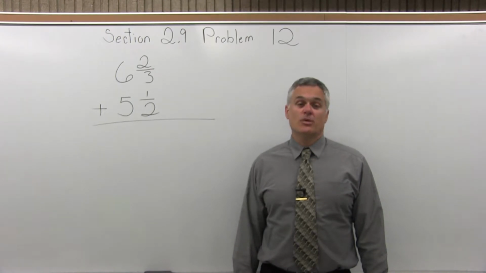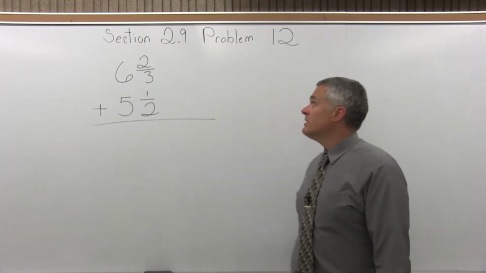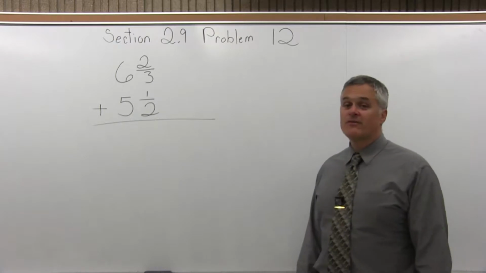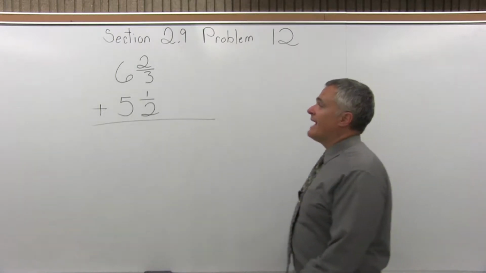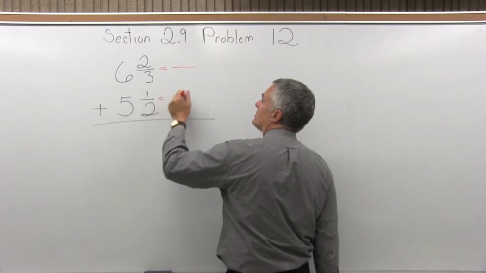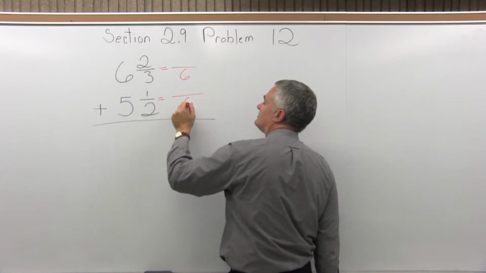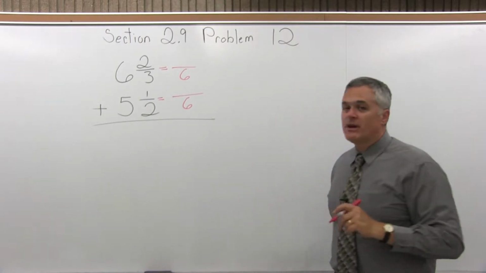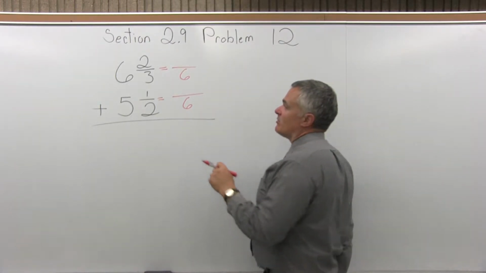This is Section 2.9, Problem 12. We have 6 2/3 plus 5 1/2. So to add these, we have to find the common denominator. If we have denominators of 3 and 2, a good common denominator is 6. Now we have to figure out what numerators we need to have a common denominator of 6.